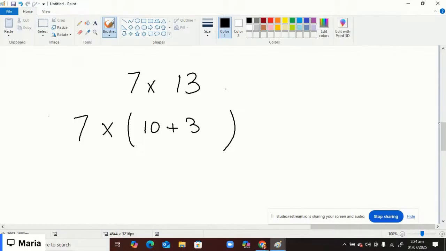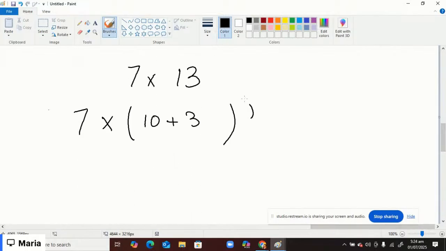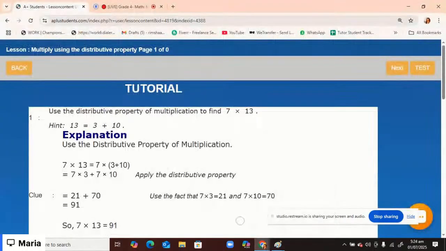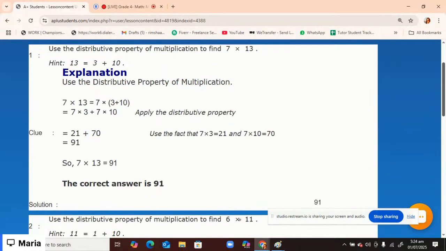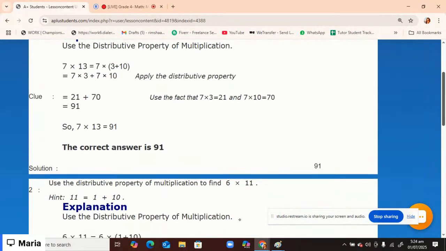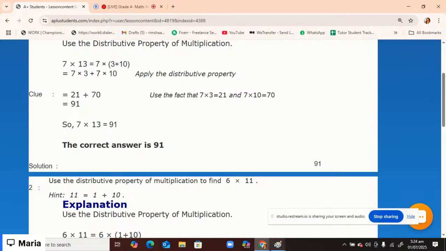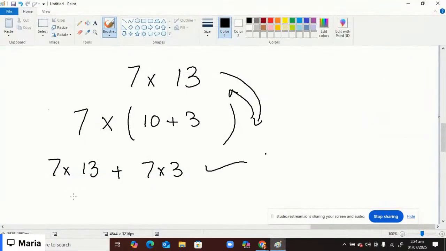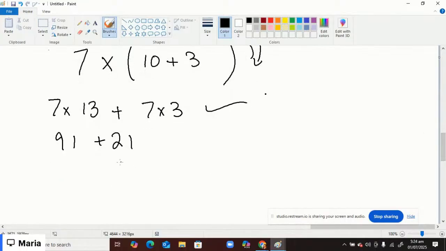Okay, now we are using from this to this. Now we are moving back from that to that. Now multiply separately: 7 times 10 plus 7 times 3. That's it. This is the distributive property. And they also gave you the hint. Okay, and now also solve it. They are saying to also solve it. 7 times 13 is 91.